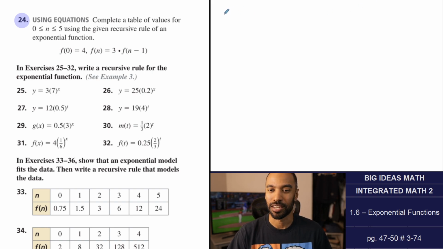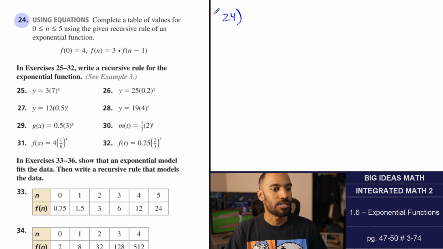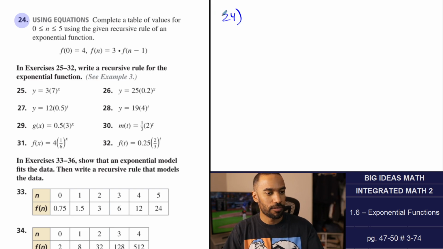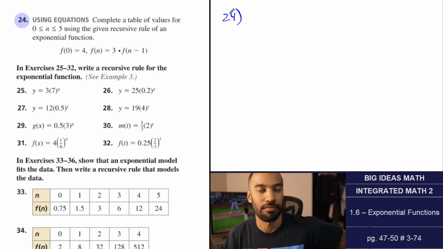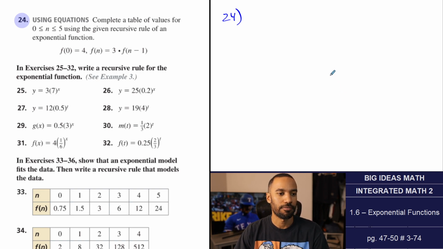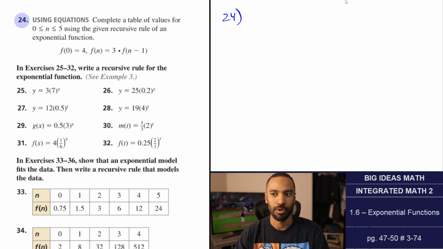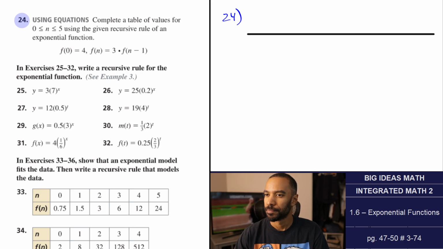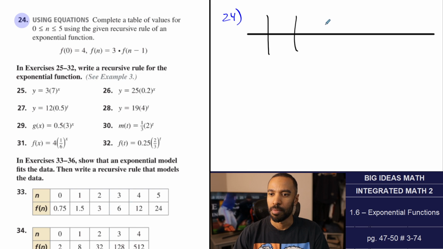Okay, there is no second error analysis question. We're just on number 24. This is a recursive rule kind of thing that we're looking at now. Looks like we're doing a lot of these coming up. Complete a table of values from 0 to 5 on n given the recursive rule of an exponential function. So this time they're kind of requiring a table out of me. I will honor the request.